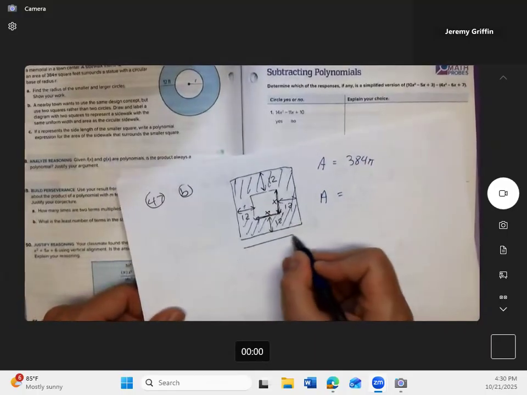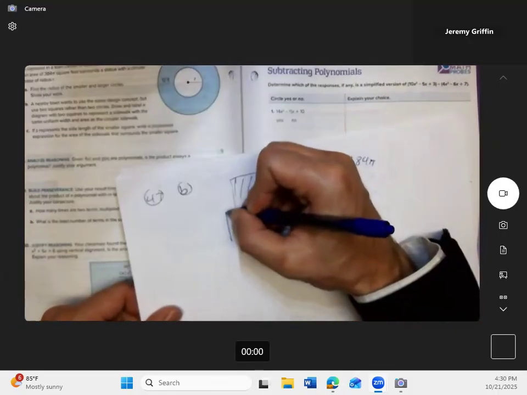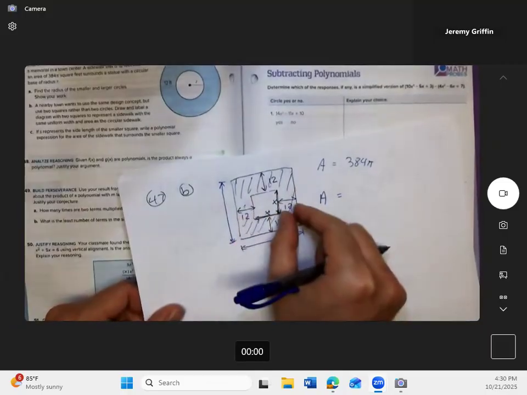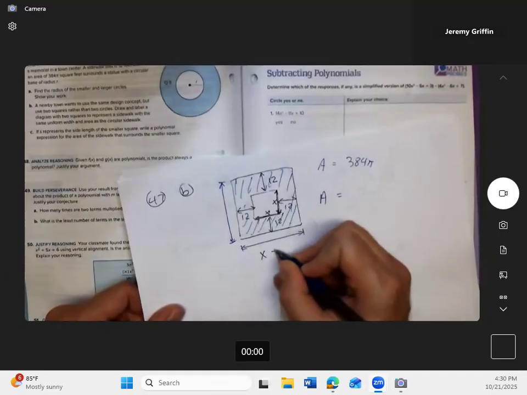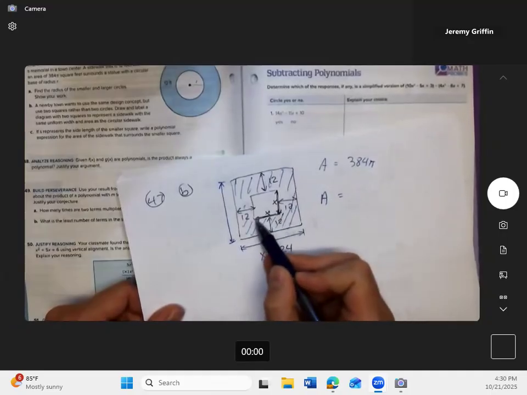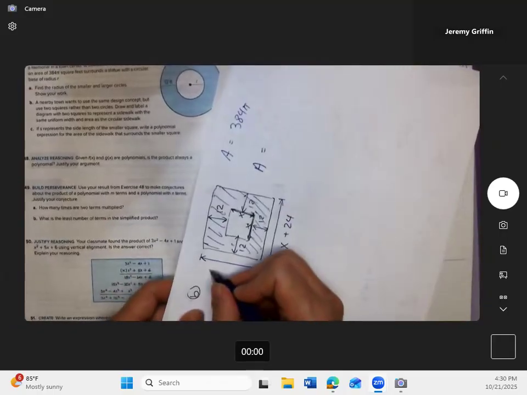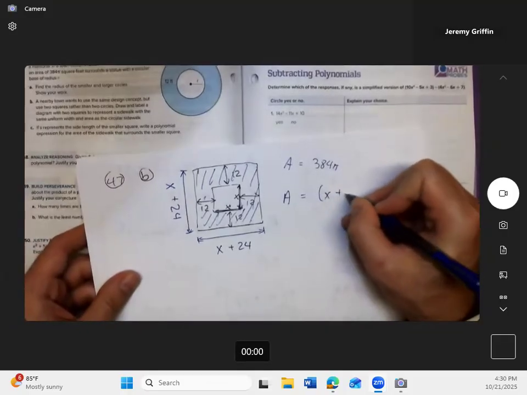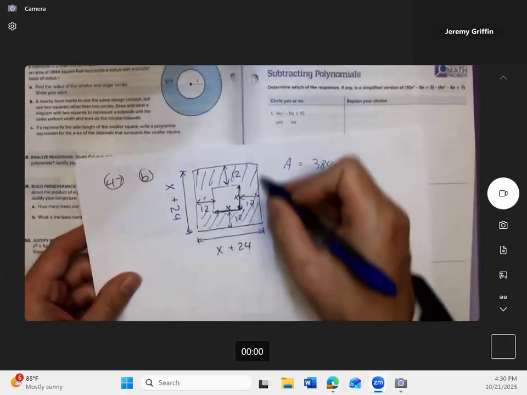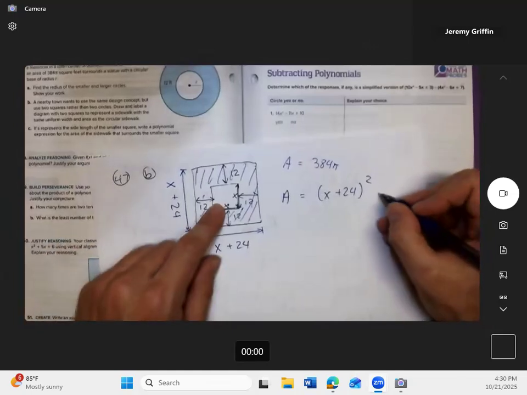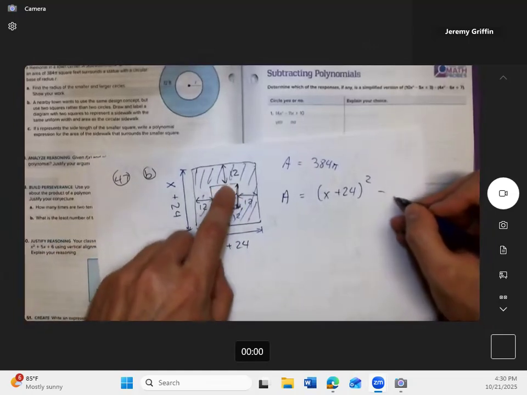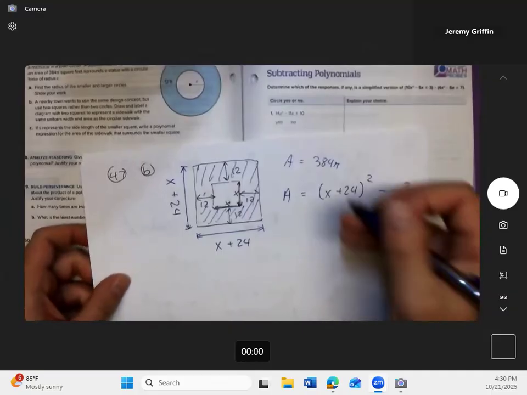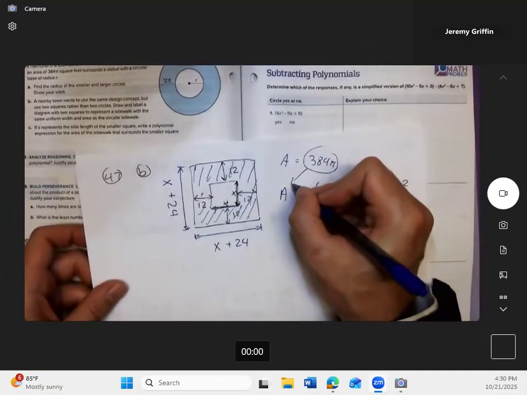What is the width and length of the large square? Wouldn't this be 12 plus 12 plus x, so x plus 24? And it's a square, so this side is also x plus 24. So the area is x plus 24 squared, base times height. But you also have to subtract out the center memorial area, which is x squared, because that's the square in the middle. And that has to equal 384 pi.